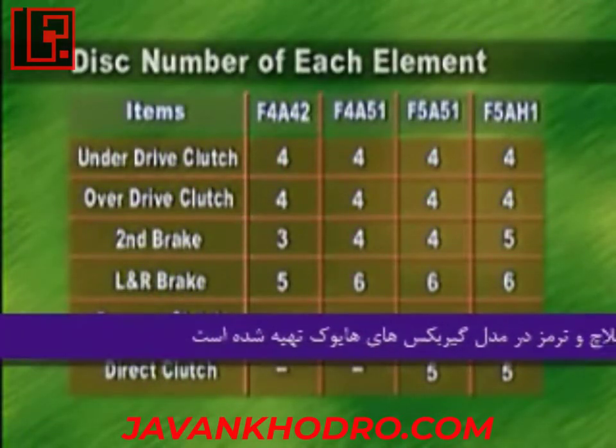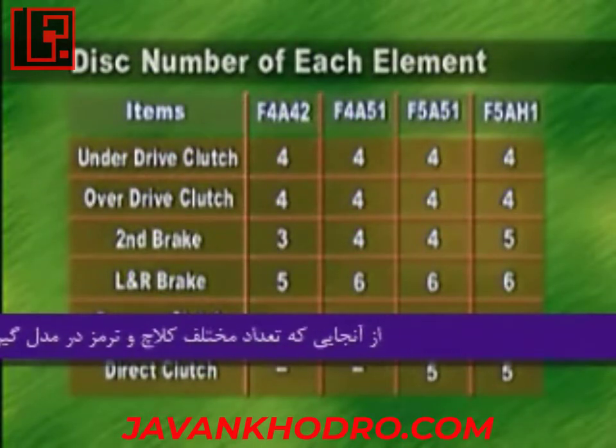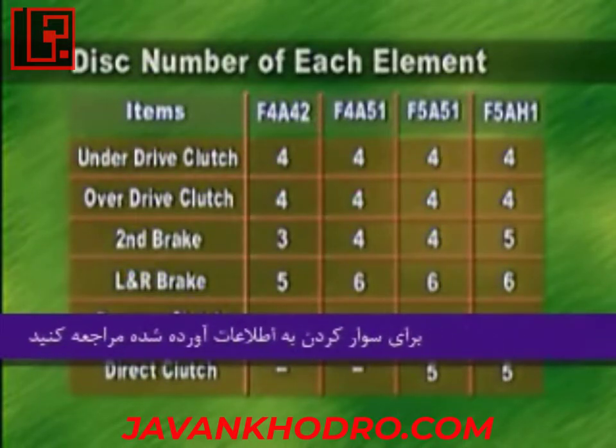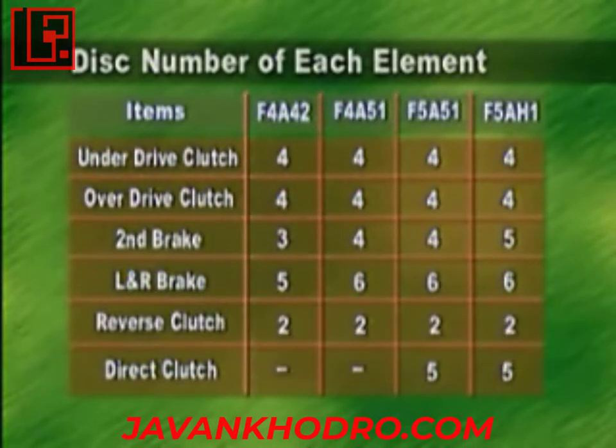Since the different number of clutch and brake is applied by the models of Hyvec automatic transaxle, refer to the following information for assembly. F4A42 is for less than 2-liter engines. F4A51 is for 2.5 and 2.7-liter engines. And F5A51 is used for the 5-speed automatic transaxle of engines greater than 3 liters. For the extra-large automatic transaxle, F5AH1 is used.